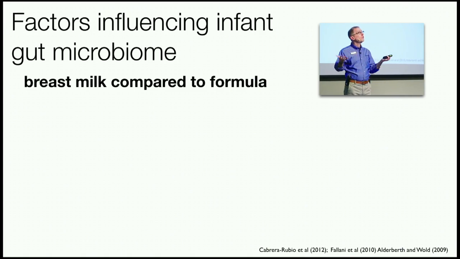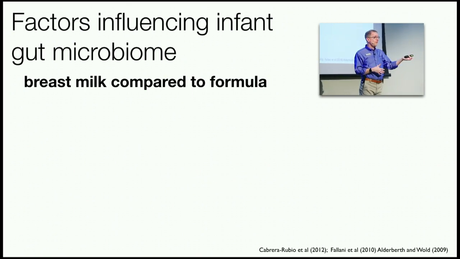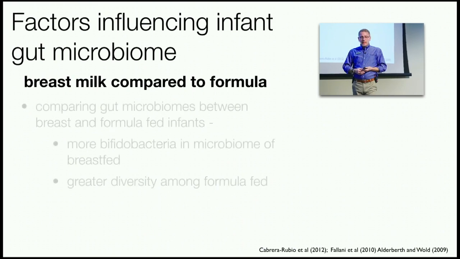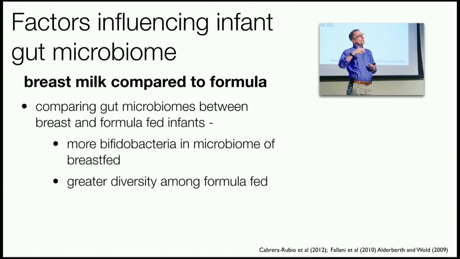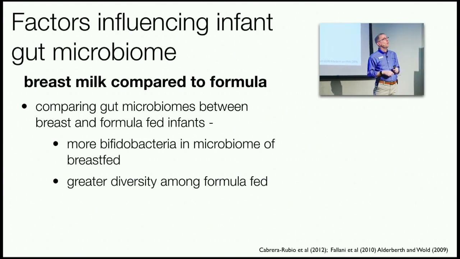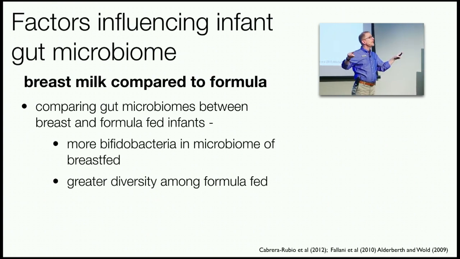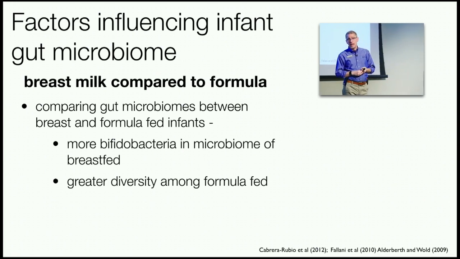Now let's compare breast milk to formula. And you can look at the microbiomes of infants that are exclusively breastfed and infants that are formula fed. And here's where it gets really complicated. Many studies find that there are differences, that there are more of a specific type of bacteria called bifidobacteria in the microbiome of babies that are breastfed. At the same time, there's a greater diversity of bacteria in the microbiome of babies that are formula fed. There are more different types.